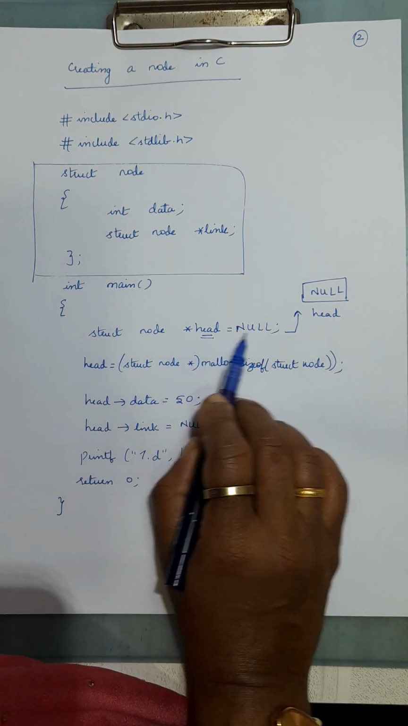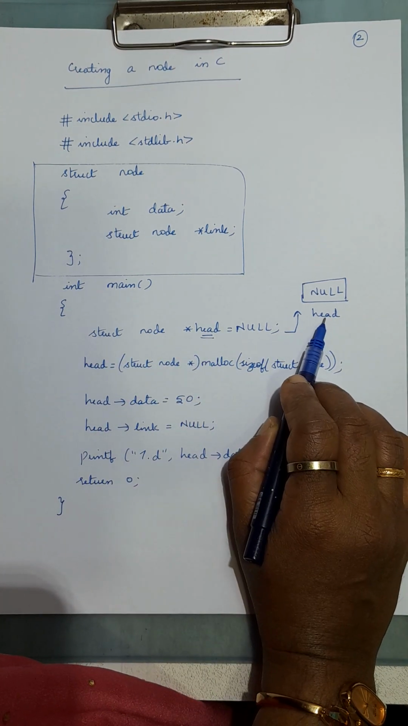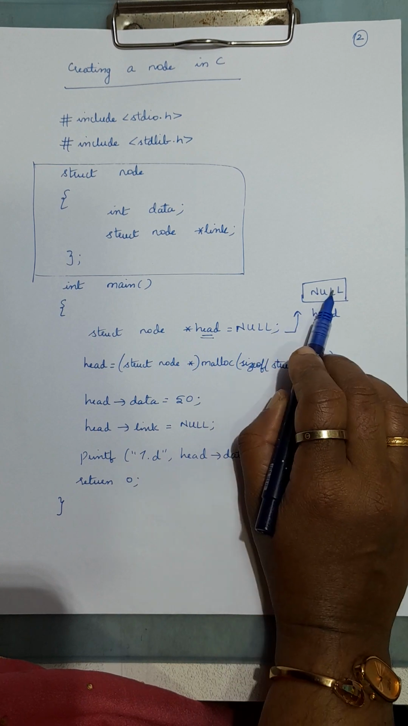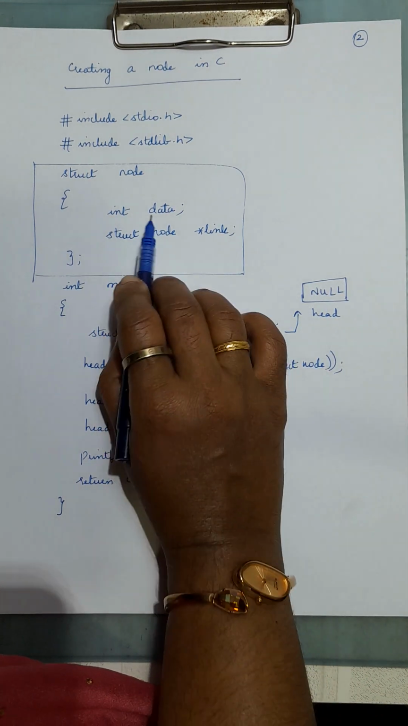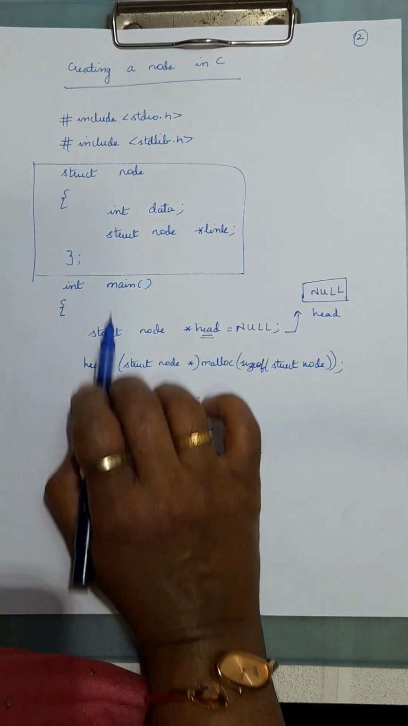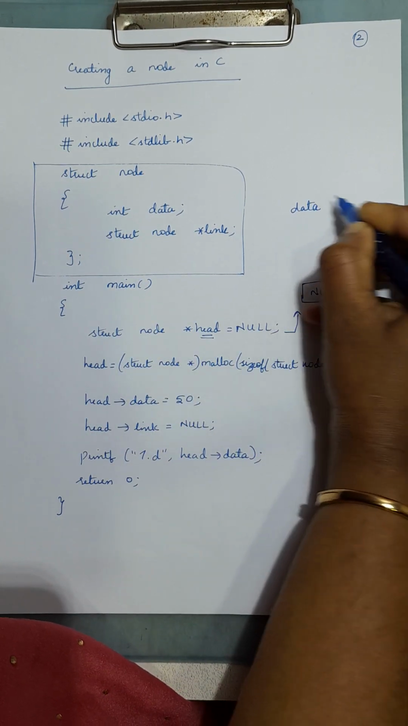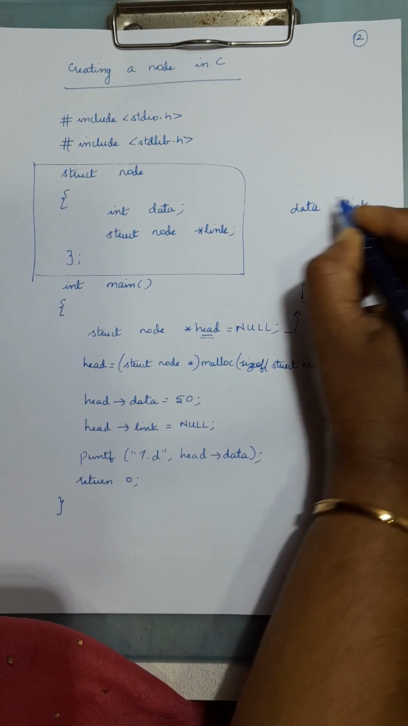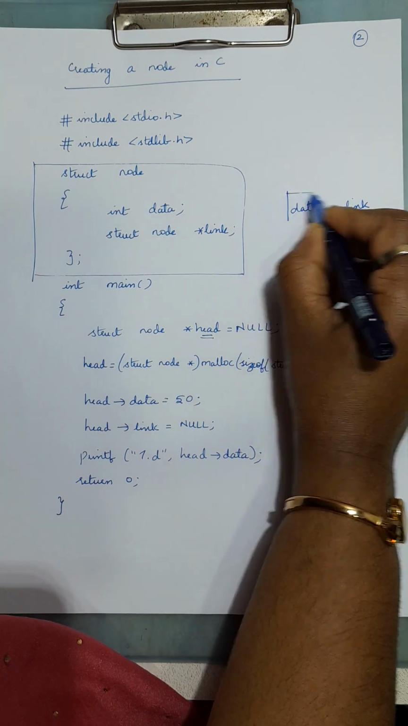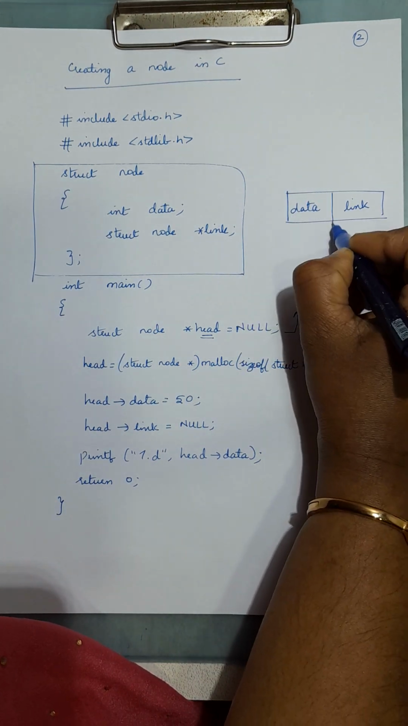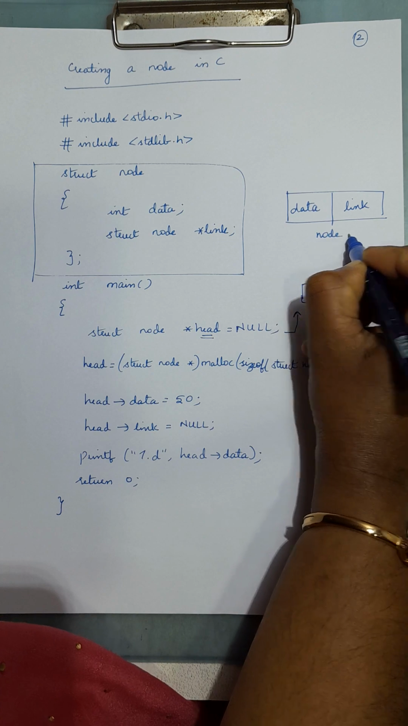Struct node star head is equal to null. So head is a pointer, and what am I initializing? Null. Of which data type? Which structure? Node. Data and link. So you'll have data followed by link. Clear? This is the node.